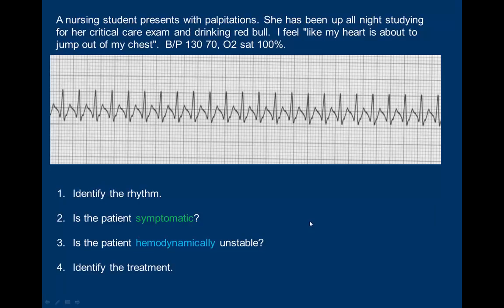Now, let's move on to a different kind of rhythm, and that's a nursing student that presents with palpitations. She's been up all night studying for a critical care exam and drinking Red Bull. I feel like my heart's about to jump out of my chest, and there's her vital signs. Can any of you relate to this scenario? We're going to identify the rhythm, whether the patient's symptomatic, hemodynamically stable, and then figure out what we're going to do for treatment.